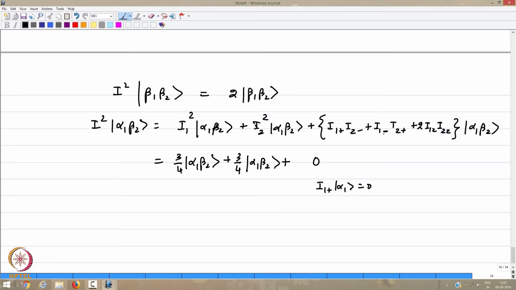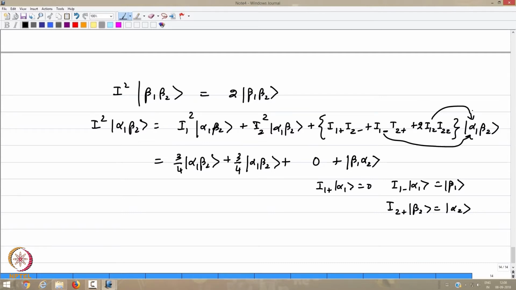However, the second term, which is I1 minus I2 plus, you can see that I1 minus acting on alpha 1 gives you beta 1, it brings the state down, and I2 plus acting on beta 2 gives you alpha 2, and therefore the product of this is going to give you beta 1 alpha 2. And then you have the 2 I1z I2z acting on alpha 1 beta 2. Remember, I1z on alpha 1 gives you half, and I2z on beta 2 gives you minus a half. Therefore, the product is minus 1 by 4 times 2, which is minus a half. So, what you will have is minus 1 by 2 alpha 1 beta 2.